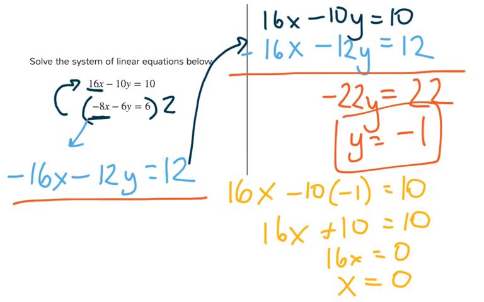So I just used elimination to combine both equations and find that y equals negative 1 and x equals 0. That is my solution to the system of linear equations.